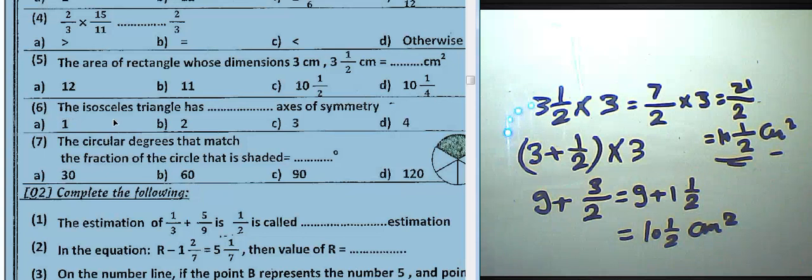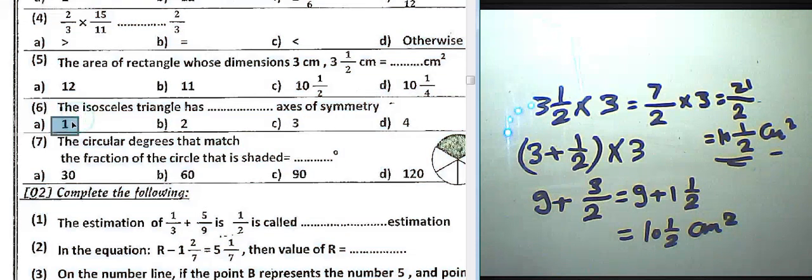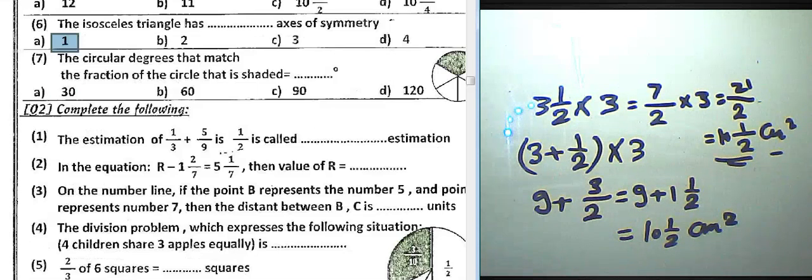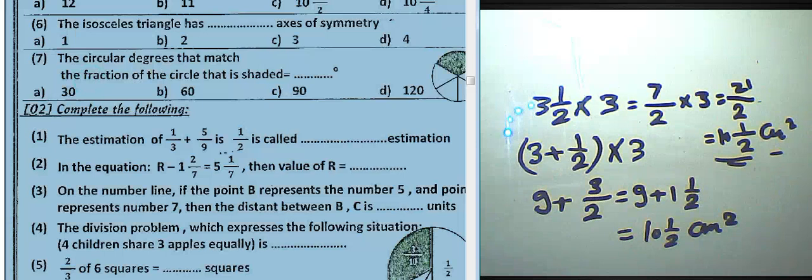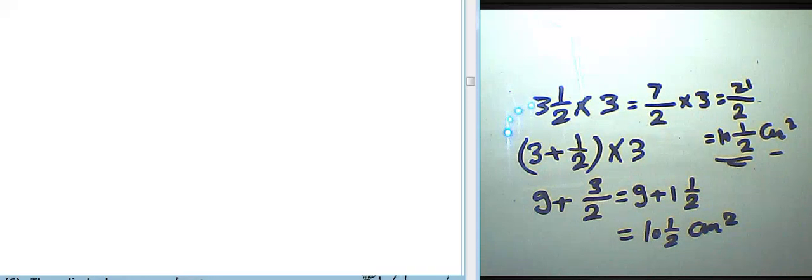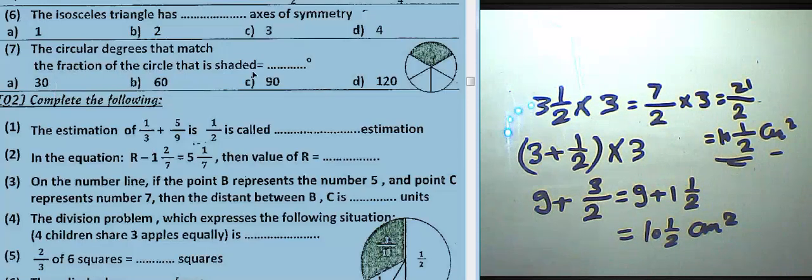Question 6. The isosceles triangle has one axis of symmetry. Isosceles triangle. The isosceles triangle has one axis of symmetry. Question 7. The circular degree that matches a fraction here of the circle, the shaded part.